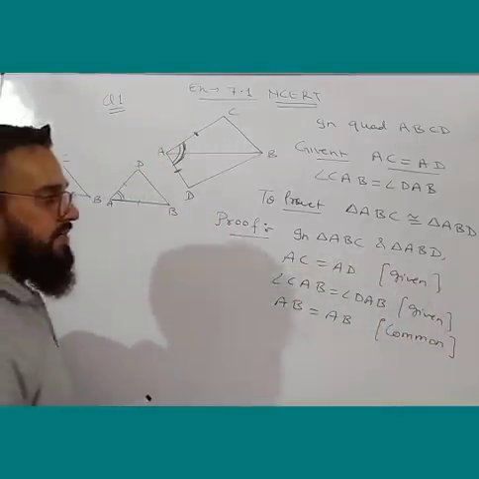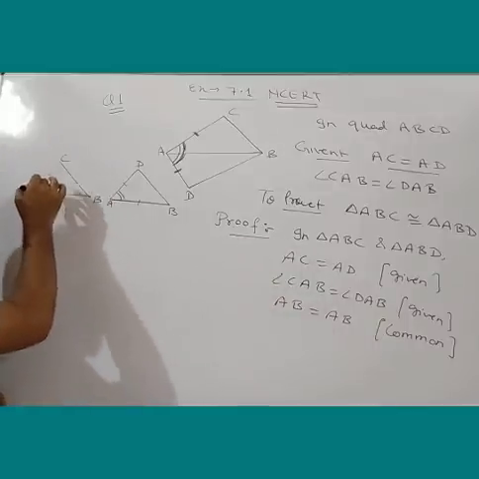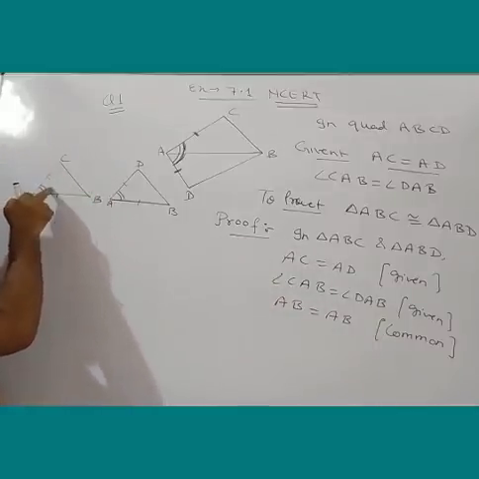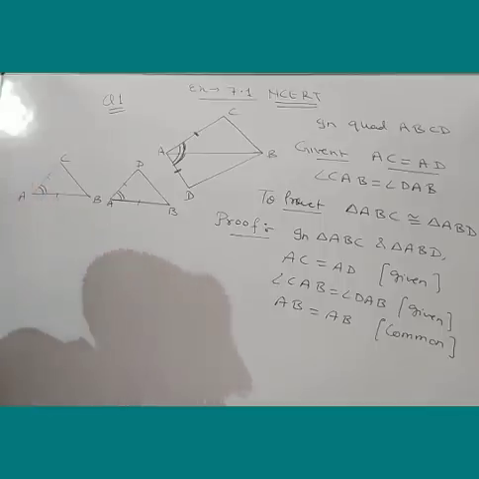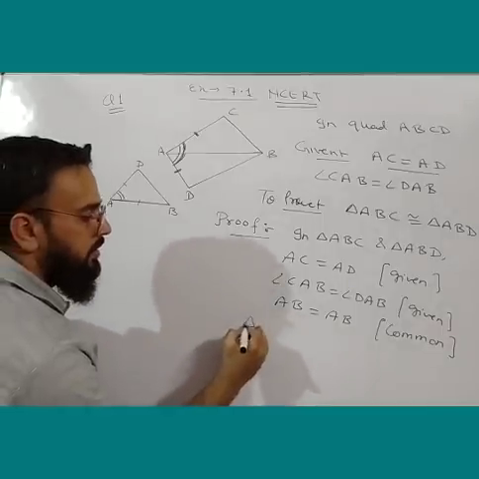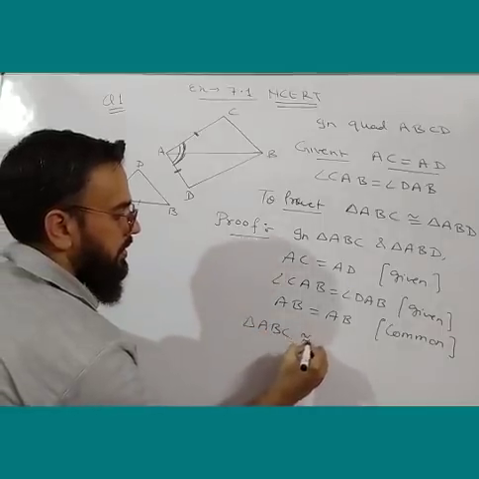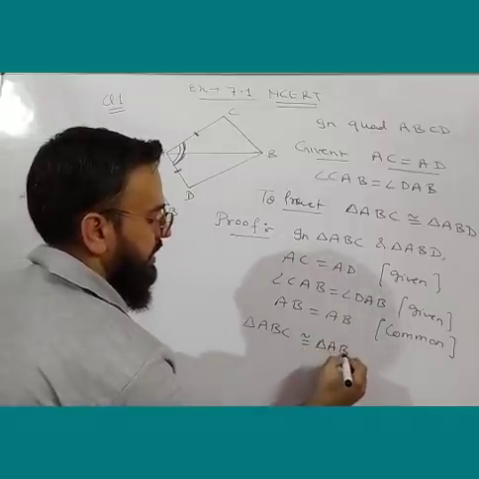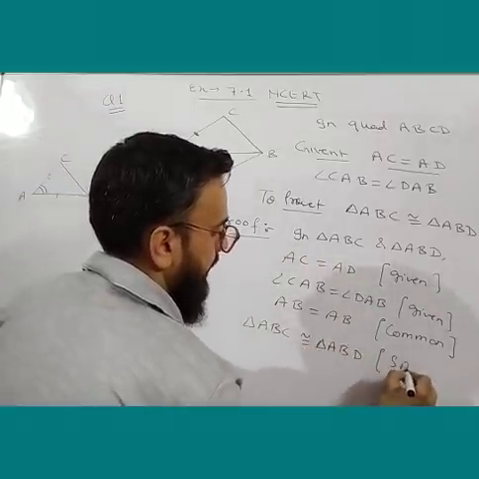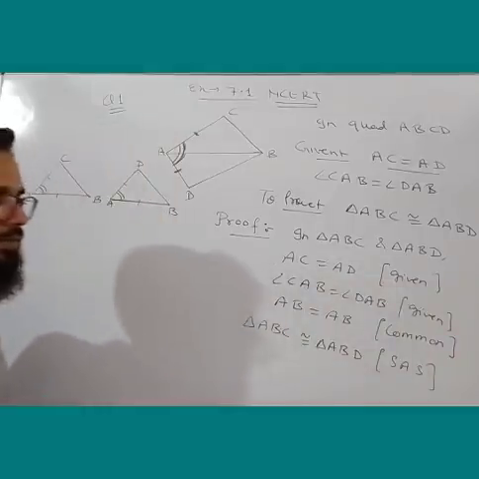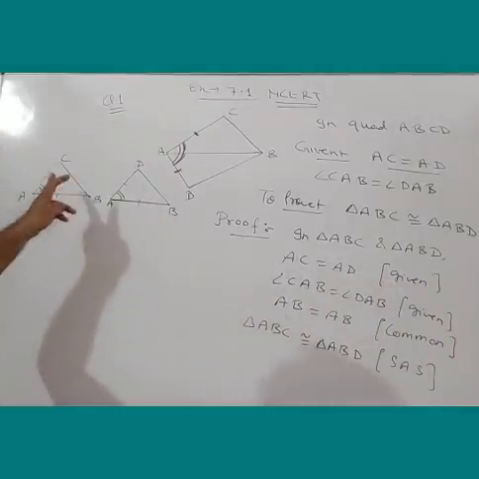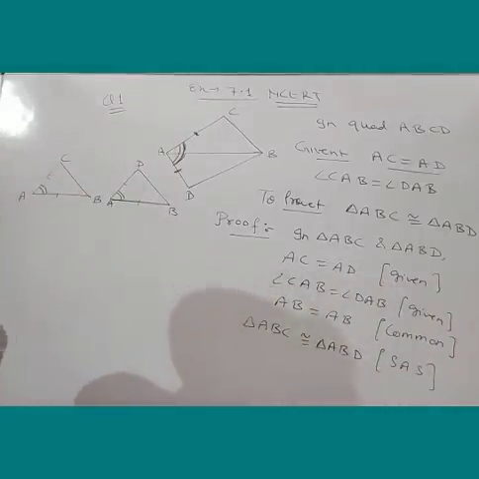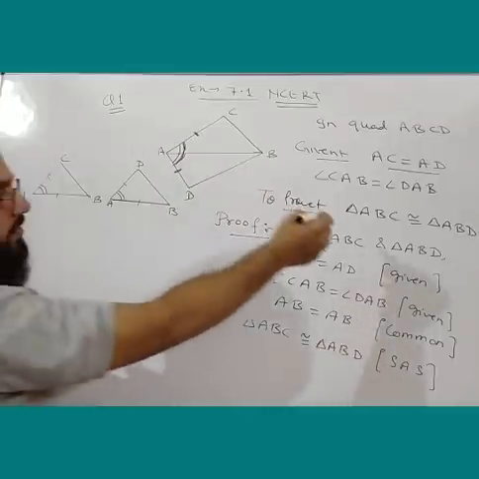Now what criteria have we got? We have got the criteria side, angle, side, meaning the angle is included between the two sides. So we will write here that triangle ABC is congruent to triangle ABD by side, angle, side criteria. This is what we had to prove.